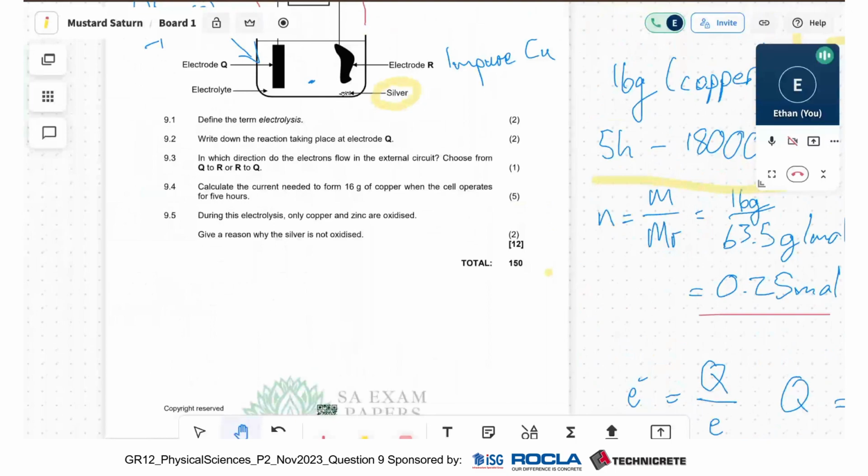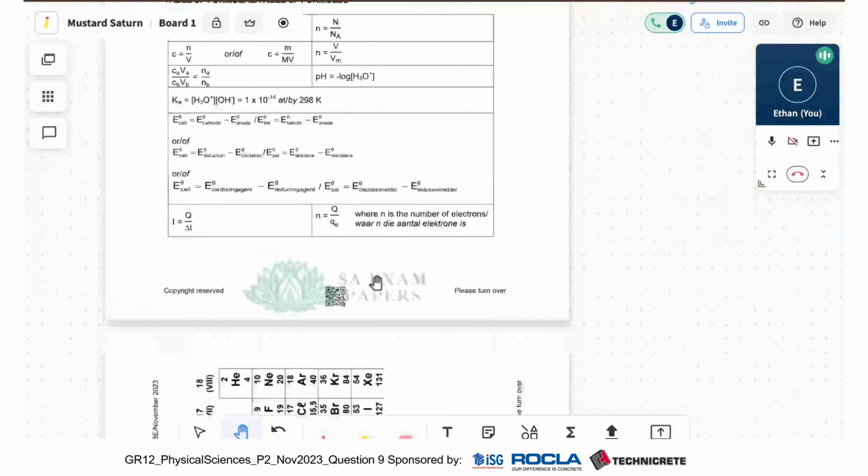Okay, the last question of the paper. During this electrolysis, only copper and zinc are oxidized. Give a reason why the silver is not oxidized. So again, very similarly to what we did in question 8, we're just going to go down to our reaction potential tables.